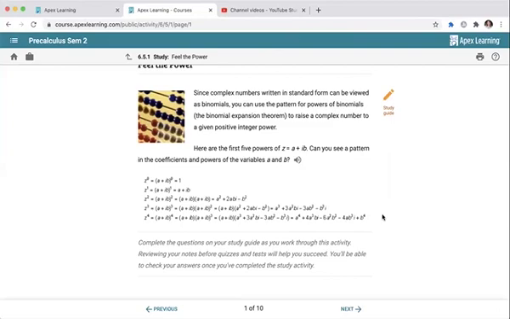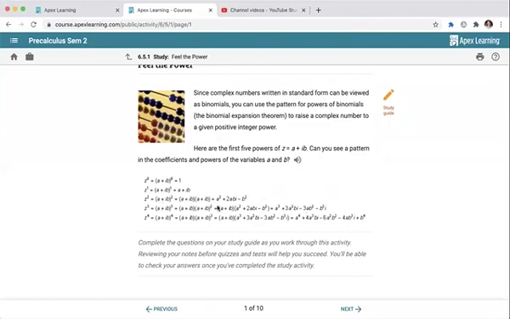Then we look and see, okay, what happens with B? B should start with B to the 0th, B to the 1st, B to the 2nd, B to the 3rd, B to the 4th. Oh my gosh, we're geniuses. All right. And then we also have to look at the coefficients here.